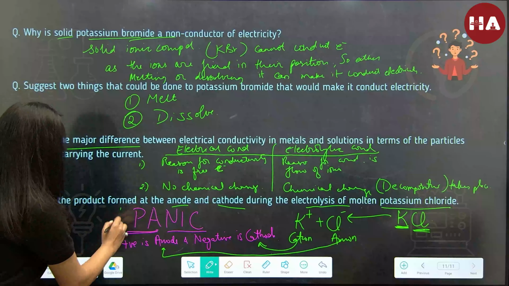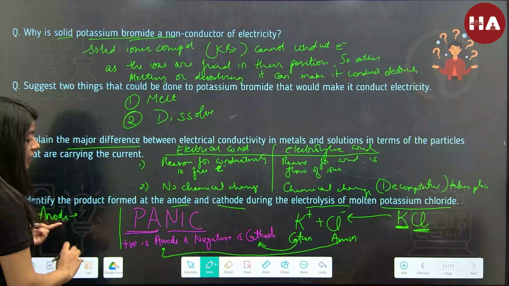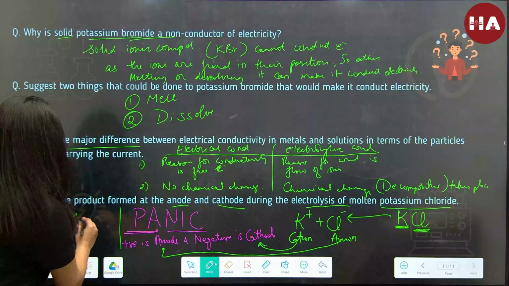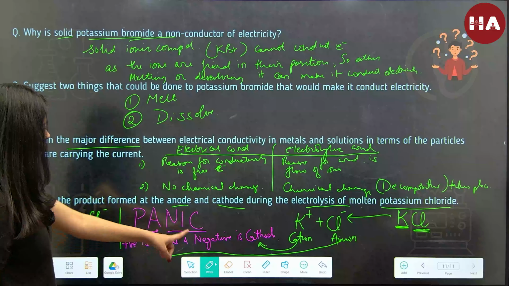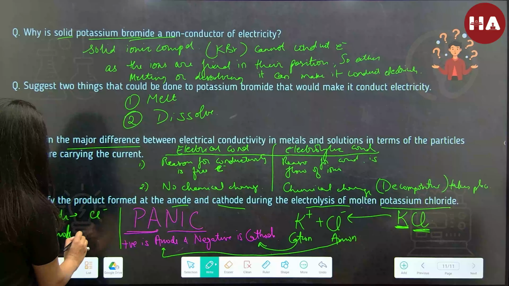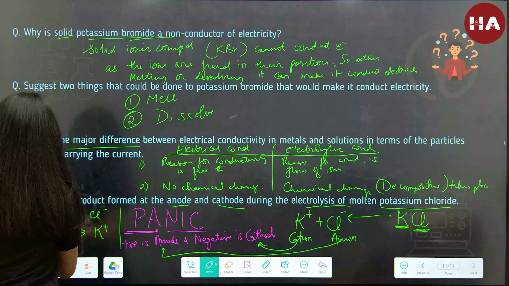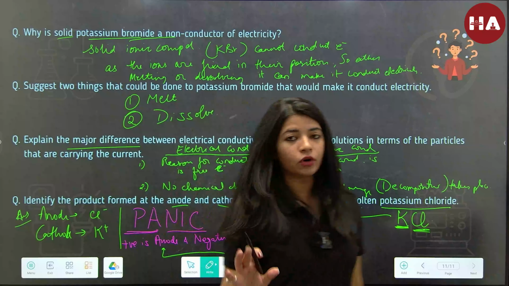So how will we write the answer? Let me write the answer here. At anode, anion will come, and what is anion? Cl minus. And at cathode, which is your negative, K plus will come. Okay, this will be your answer. Take a minute and note down the correct answers.